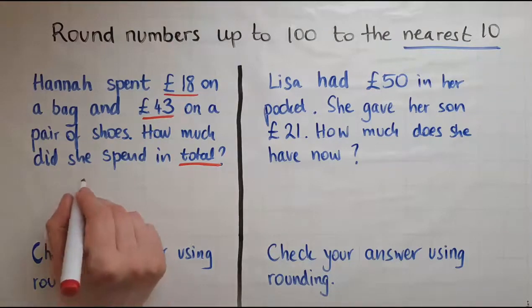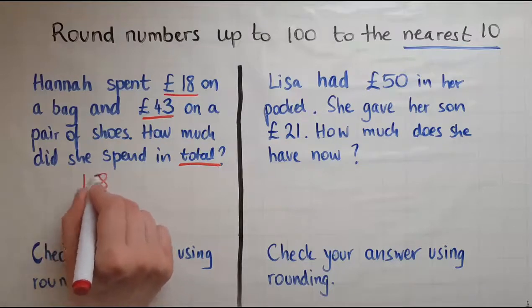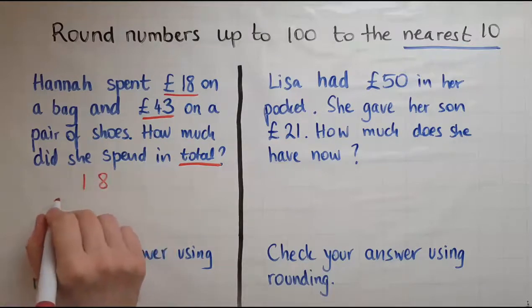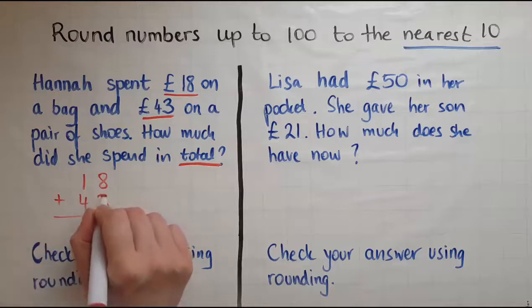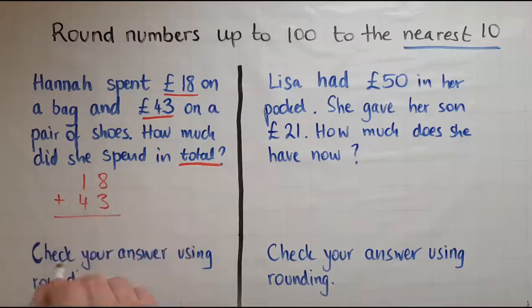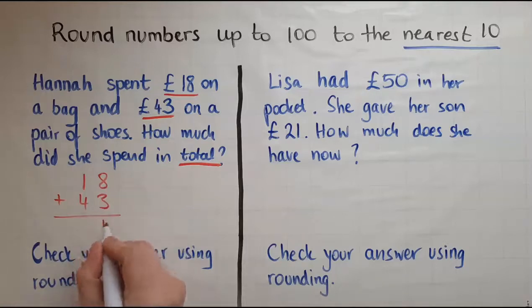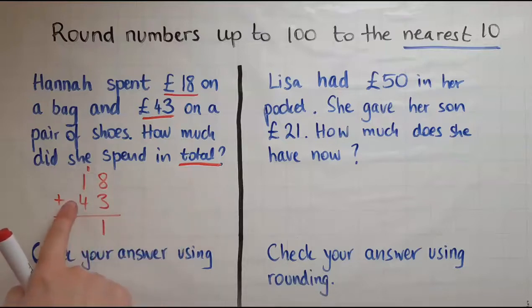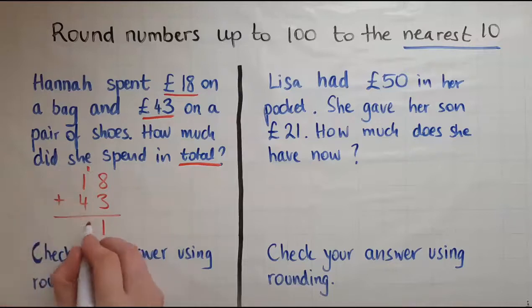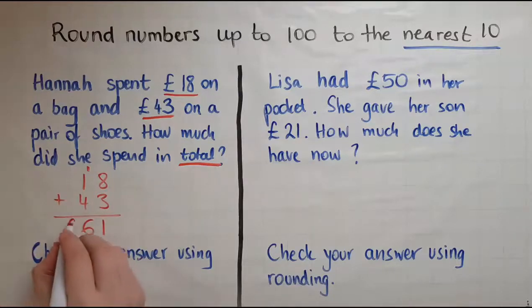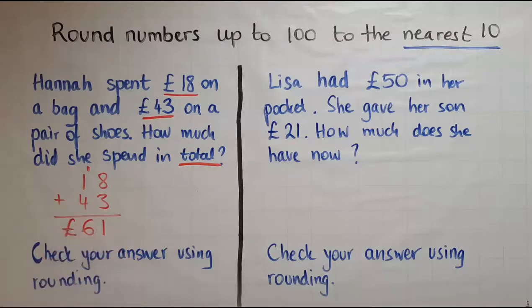So we've got 18 add 43. So adding the units first, 8 and 3 makes 11. So I'll put 1 down and the 1 carried over. Now we've got 4 and 1 in the tens, which makes 5, and another 1 that makes 6. So she spent £61 in total.